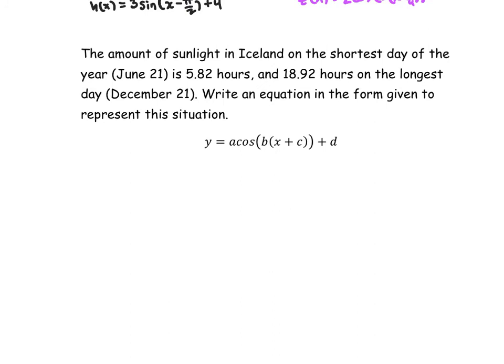All right, the amount of sunlight in Iceland on the shortest day of the year, June 21st, is 5.82 hours. Okay, so let's say A of 621, so the amount of sunlight on 621 is 5.82 hours. And the amount of sunlight on 1221 is 18.92 hours. Okay, so I know I have a min value of sunlight.